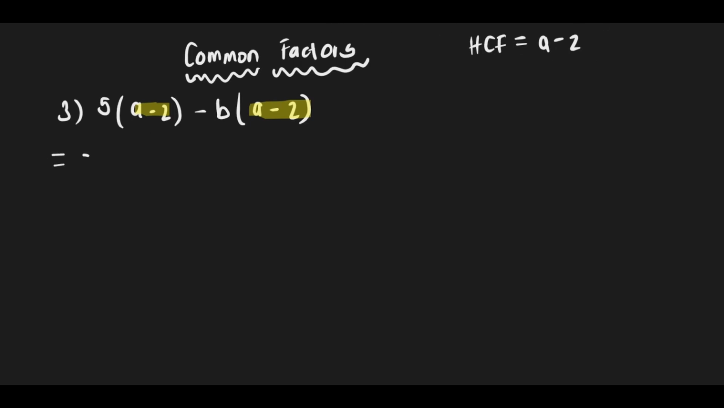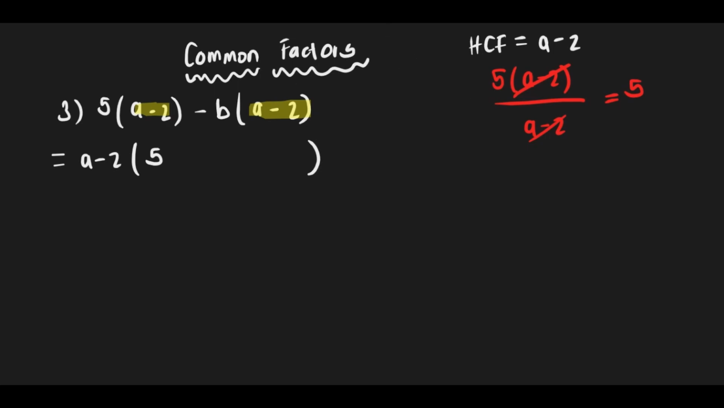So it's going to be a minus 2, open bracket. Then we need to find each term that's going to go inside the bracket. So we're going to take the exact same method that we've been using, take each term divided by the highest common factor. So taking that, we have 5, open bracket, a minus 2. Then we're going to divide it by the highest common factor, which is a minus 2. The a minus 2 are going to cancel out. So what you're going to be left with is 5, right? So here you're going to write 5, right?